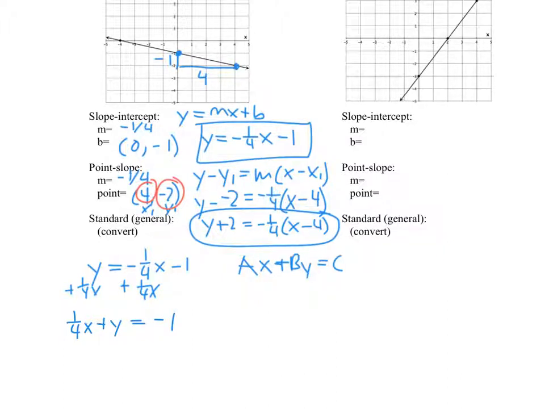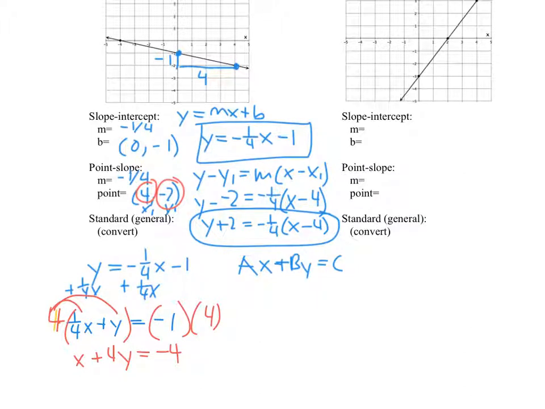Now, we're not allowed to have any fractions or decimals in standard form. We have to have integer coefficients. So we want to make any number in the denominator go away. And since I have a 4 in the denominator of a fraction, I'm going to multiply both sides of the equation by 4 to cancel out that fraction. So if I multiply by 4, my 4 and the 1/4 cancel, and we just get x. 4 times y is 4y, and negative 1 times 4 is negative 4.